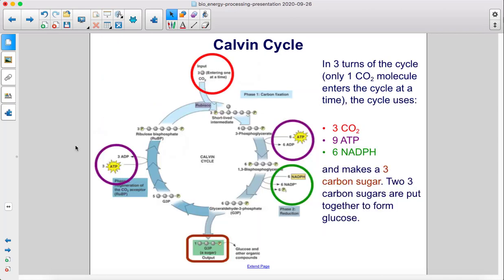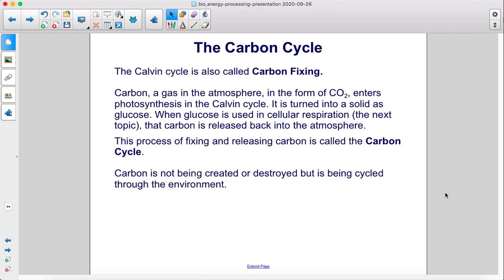In 3 turns of the cycle, only one CO2 molecule enters the cycle at a time. The cycle uses 3 CO2, 9 ATP, and 6 NADPH, and makes a 3-carbon sugar. 2 3-carbon sugars are put together to form glucose. The Calvin cycle is also called carbon fixing. Carbon, a gas in the atmosphere, in the form of CO2, enters photosynthesis in the Calvin cycle. It is turned into a solid as glucose.